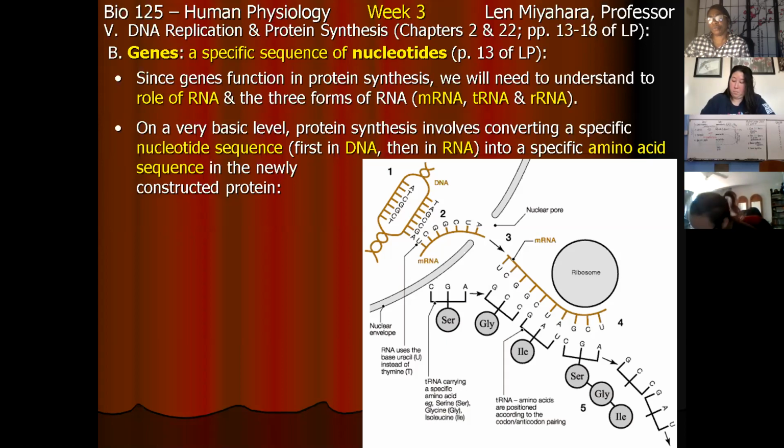What does it say on essay number 1? Describe the 4 levels of protein structure. Primary, amino acid sequence. Everybody see that?